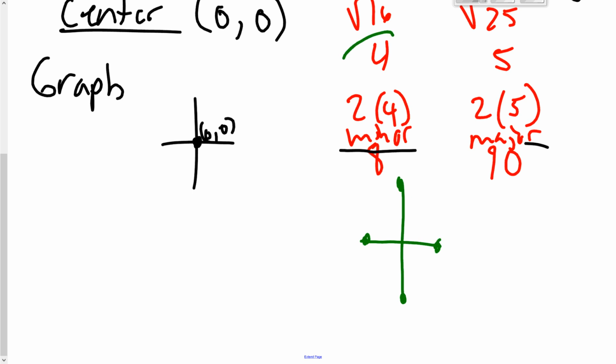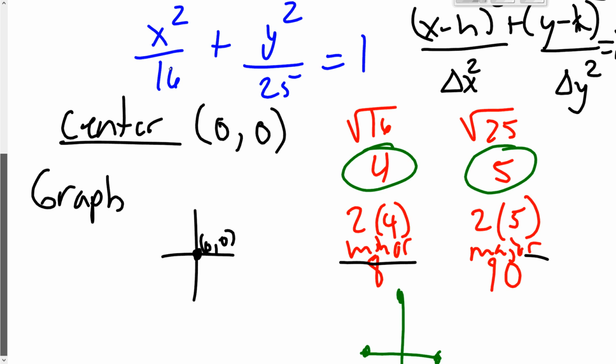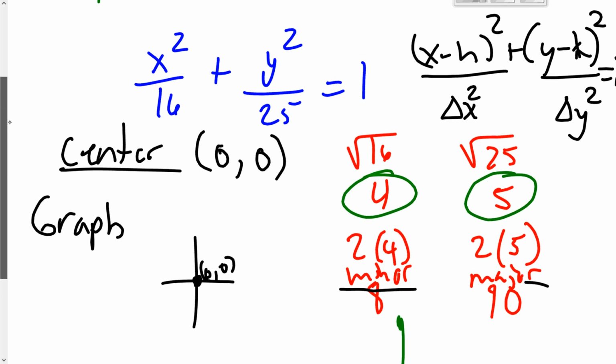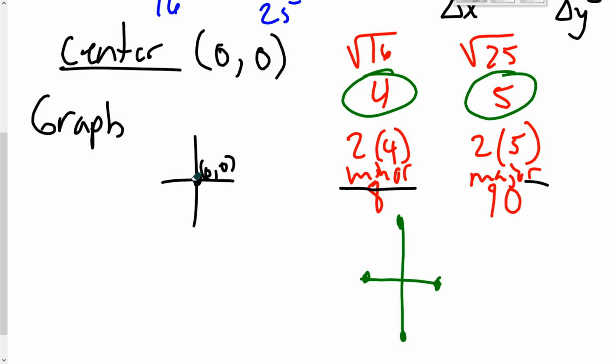So only use the square root of the denominator, so 4. And that 16, that denominator was underneath x, so that means from my center I'm going to go horizontally, because x is horizontal, over 4, 1, 2, 3, 4, and left 4, 1, 2, 3, 4, and put my endpoints on that minor axis. So you can see all the way across I go 4 and then 4, that'd be a total of 8. So don't go 8 over from the center and 8 over from the center, right? It's only 4 because the whole thing is 8.